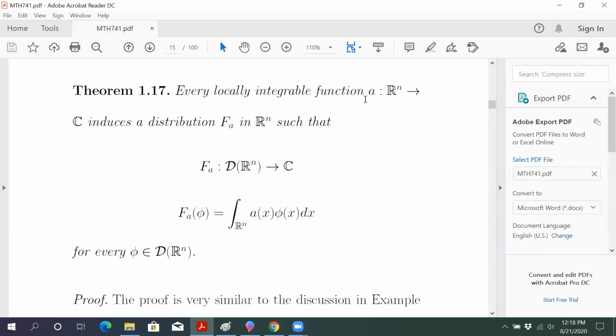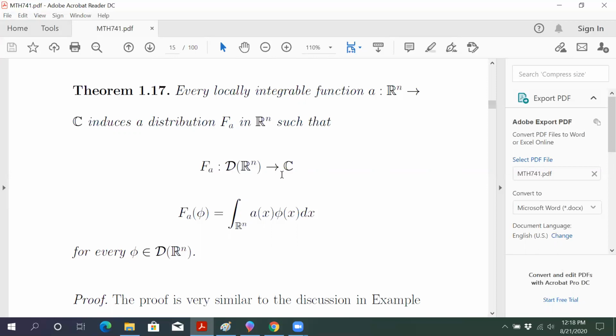Every locally integrable function like A from Rn into C induces a distribution F_A, similar to that example for continuous function, such that it maps every test function phi to the integral of A phi dx for every test function. So you can see we define a similar distribution in Rn under a weaker condition. Here A is locally integrable. Might be continuous, might not be. It doesn't matter, but it's locally integrable. Okay. So you make a note of the statement of the theorem.